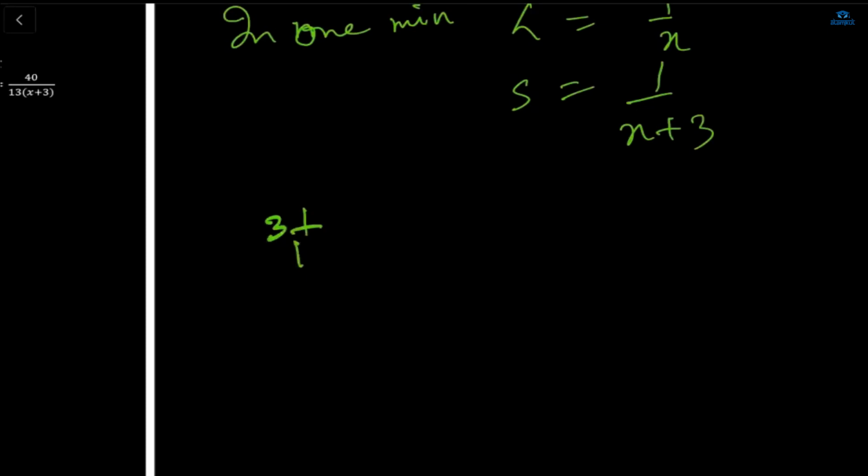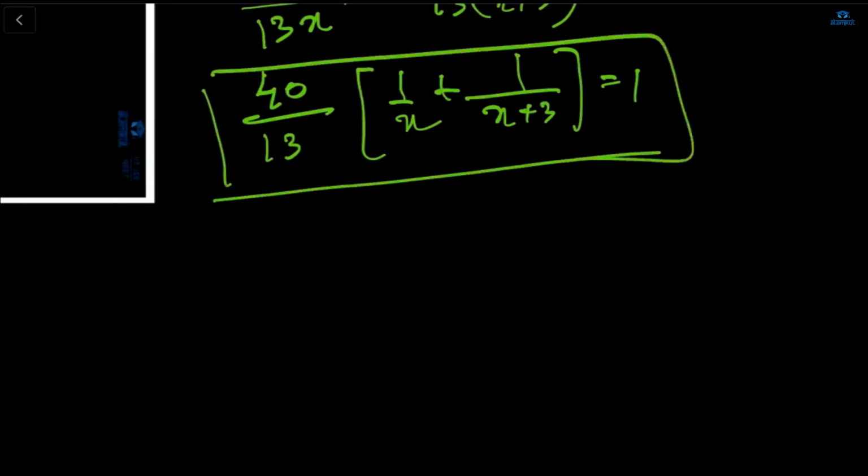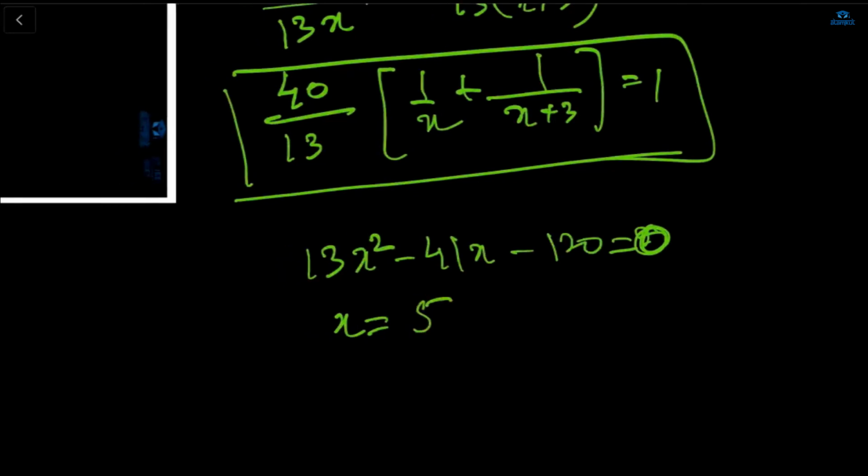Now from here you can solve it. I'm leaving it here only. Understood? After solving this, you take the LCM, x into (x plus 3), multiply and simplify. The final equation we get is 30x squared minus 41x minus 120 equals 0, and the final answer is x equals 5. Again, a negative value cannot be taken, so only one value is taken, x equals 5. From here you need to find out the rest. Understood?